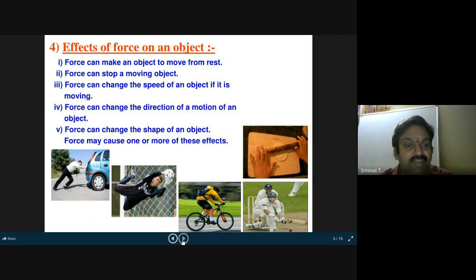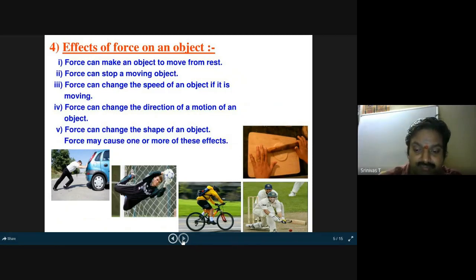Now the fifth case: the fourth was that force can change the direction of motion of an object, and finally, force can change the shape of an object. Here we can see a homemaker making chapatis and rotis, so the shape of an object is being changed. This way force may cause one or more of these effects. When a force is there, it may cause one effect, or it may cause many effects in parallel.